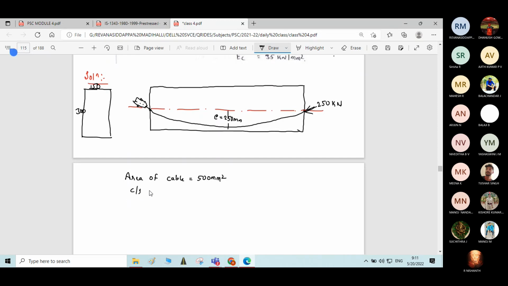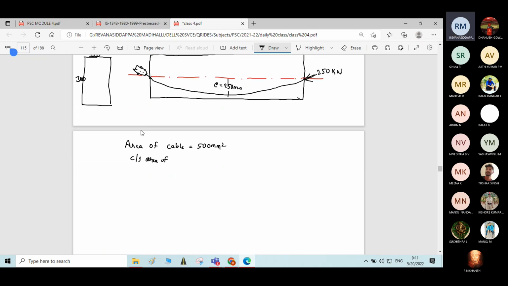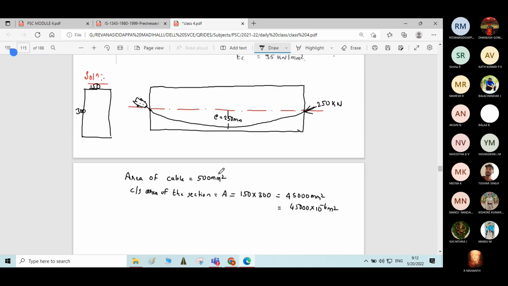Cross sectional area of the section is how much? 150 by 300. So you will get 45,000 mm square as area. In terms of meter square, it is 45,000 into 10 power minus 6 meter square. The area in terms of meter square is required to calculate the self weight. Correct?